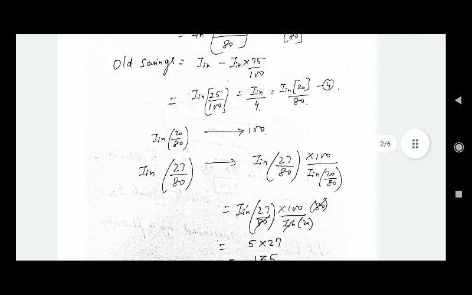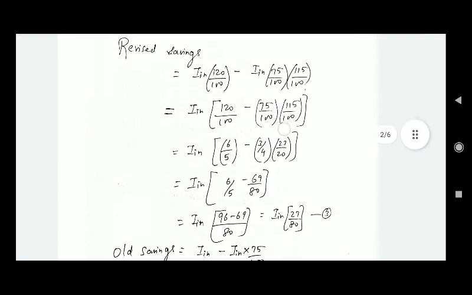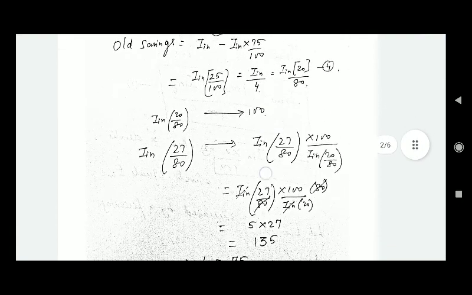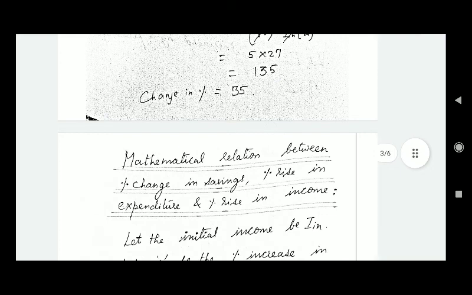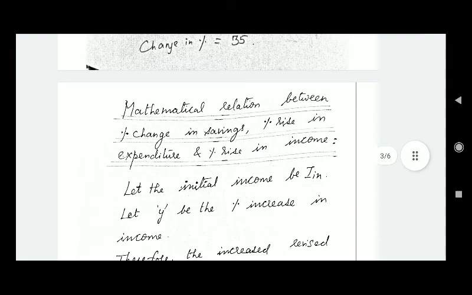Now solving in this method is obviously quite cumbersome, so we will find a way out to mark a relation between percentage change in savings, percentage rise in income, and percentage rise in expenditure. So that's exactly what we are going to do.